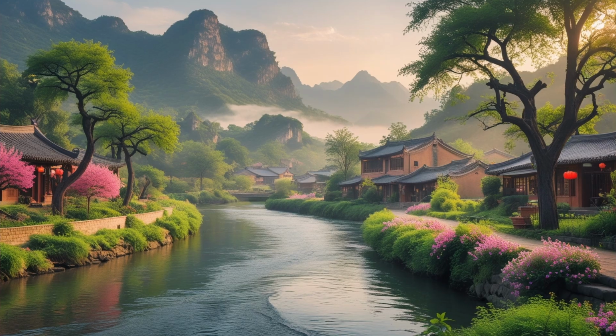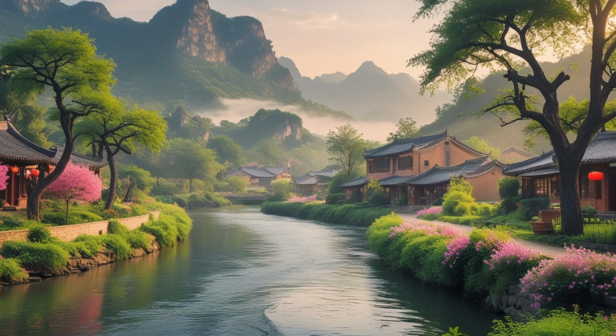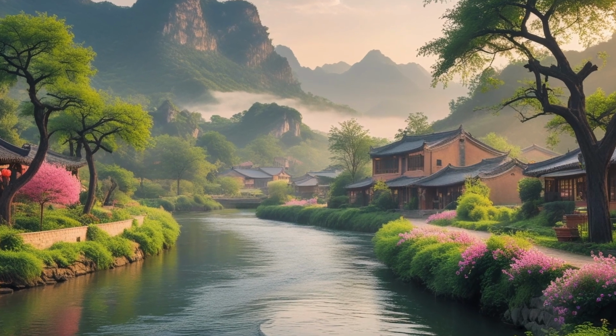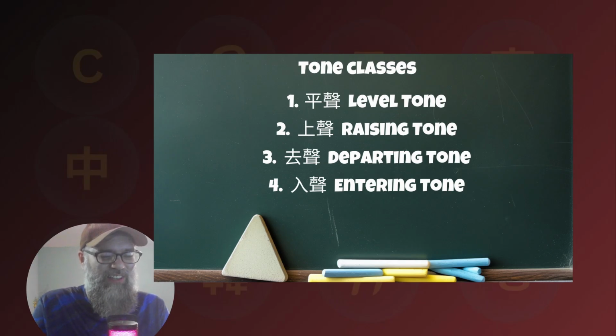So let's talk about them quickly. The first one is ping. Ping is a level tone. It produces syllables with a steady pitch. It's very level, like ma. And then there was shang. Shang is the second one. Shang actually means rising, going up. Historically, they had a rising pitch.